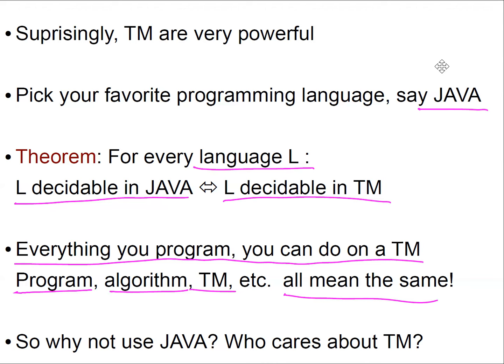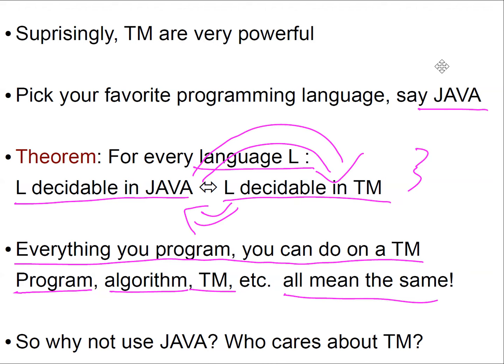Is this theorem hard to prove? It is not very hard to prove. It's tedious, but not very hard. In one direction, it is easy. If something is decidable by a Turing machine, it's not hard to give a Java program that simulates the Turing machine. In the other direction, a little bit more work is needed, but it's not very hard. You just tediously go through all the instructions of Java and show that each of them has an implementation via Turing machine.